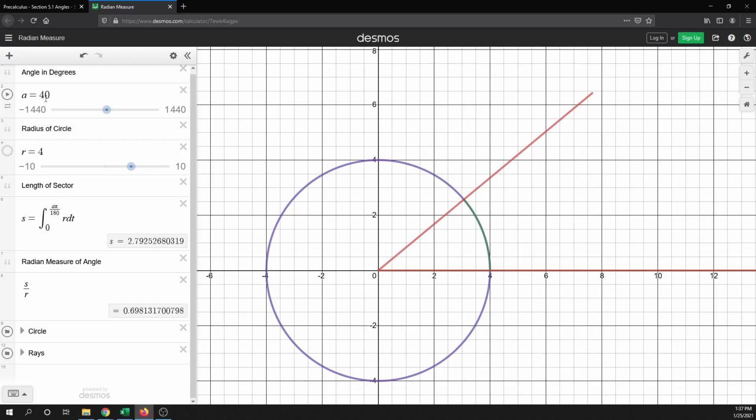Don't worry too much about this symbol right here. This is just a formula to figure out what S is. If I measured this green segment here, S would be 2.792, whatever that is. That would be what S is, and then the radius of this circle is 4. So I would take this number, 2.79, and divide by 4, and that comes out to be 0.698, and so on. So that would be the radian measure of this angle, 40 degrees.